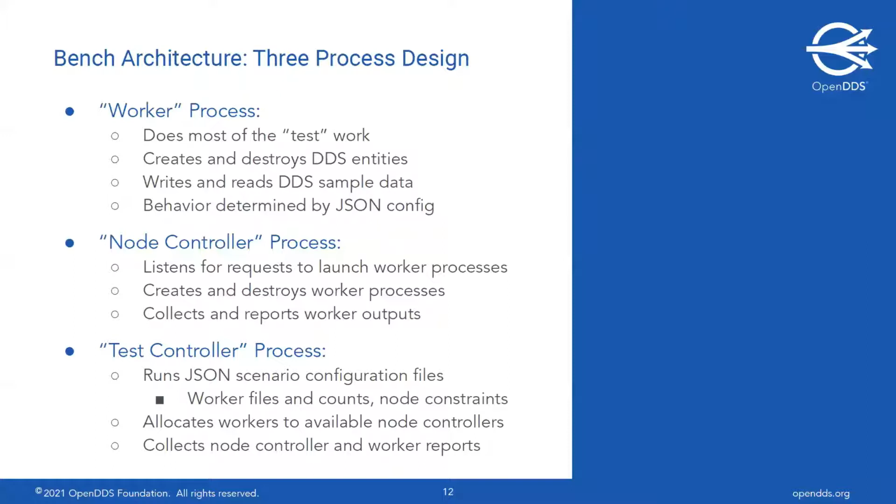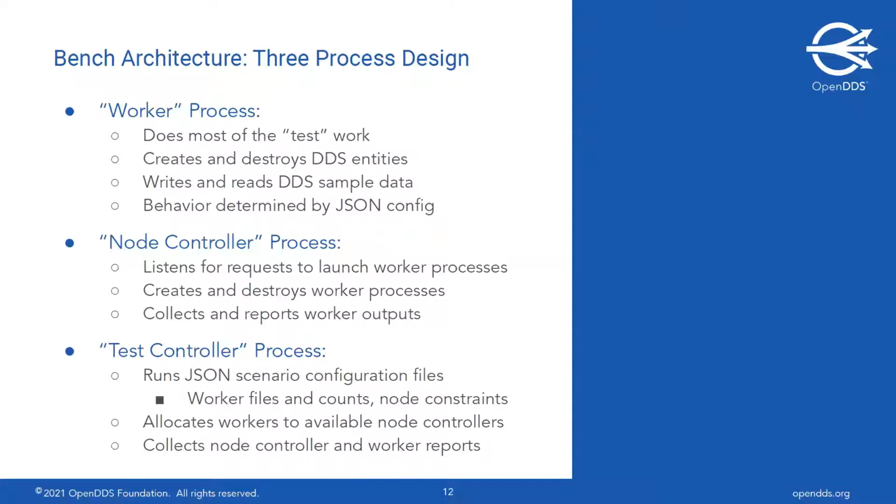The first process is we just call it the worker process. This is really the workhorse of Bench. It's in charge of creating and destroying DDS test entities, and it's responsible for reading and writing the DDS test sample data. The behavior of the worker process is dictated almost entirely by an input JSON configuration file. And then workers also generate a report file based on the statistics they've gathered and the successes and failures that they've seen along the way. And that report file is written out at the end of the test.